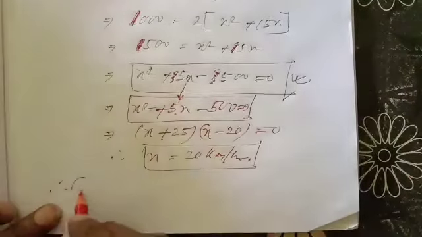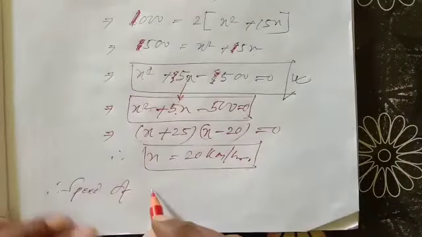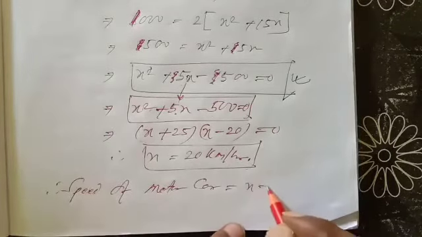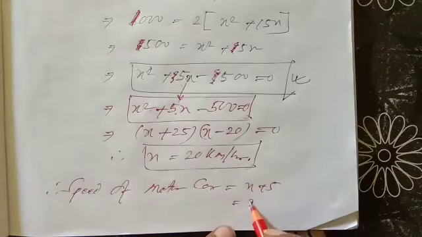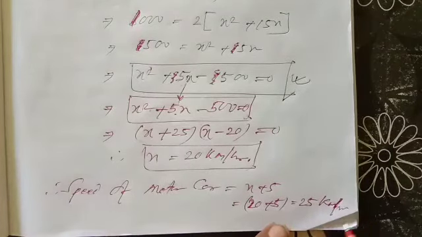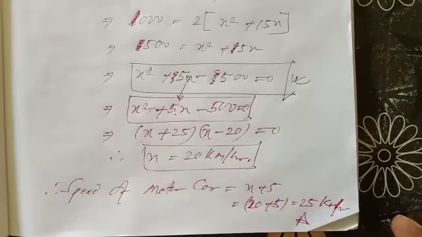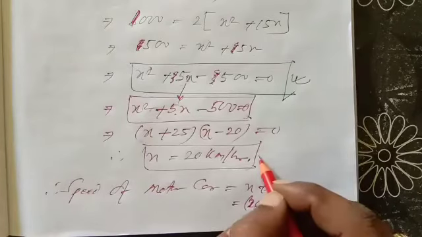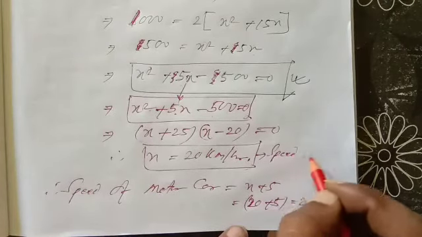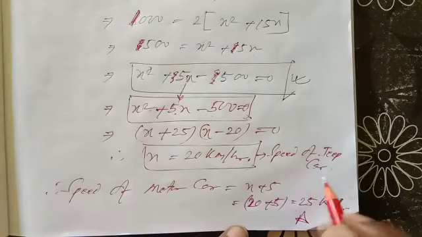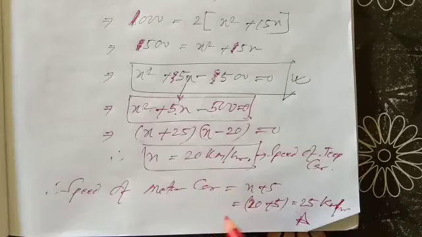Therefore, the speed of the motor car is x plus 5, which means 20 plus 5, that is 25 km per hour. This is the answer. The speed of the jeep car is 20 km per hour, and the motor car is 25 km per hour.